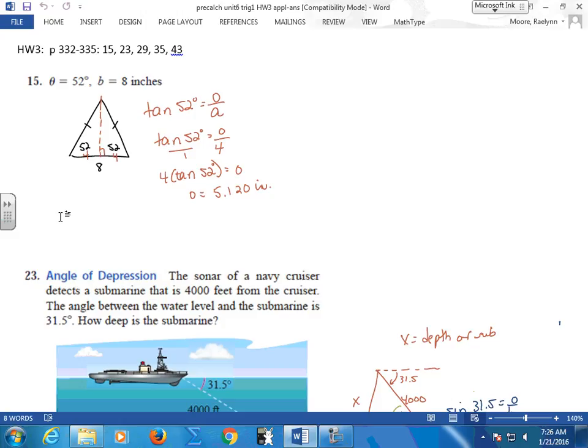Okay. And again, round to 3 decimal places. Let's just call it an even 3 decimal places.